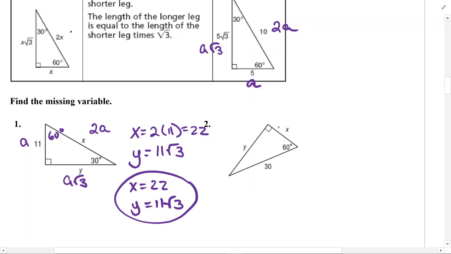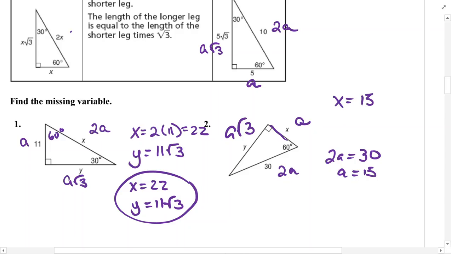In the next problem, this is the side that's adjacent to the 60-degree angle, so this is A. This would be 2A. And y would be A rad 3. So if 30 is 2A, A would be 15. So x would equal 15. And if this here for y is A rad 3, we solve for A here, so it'd be 15 rad 3.